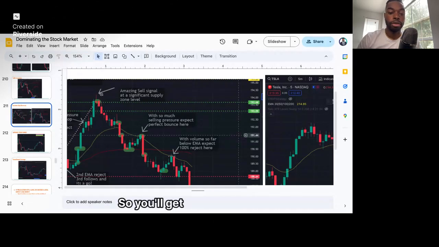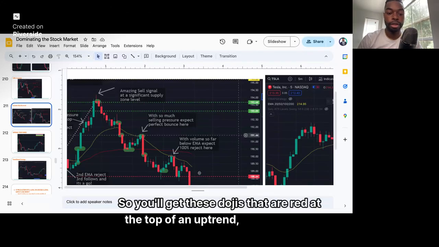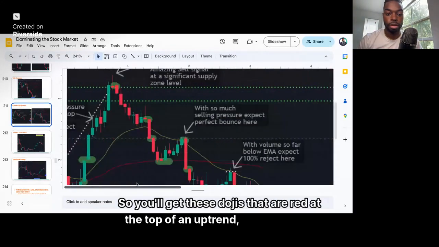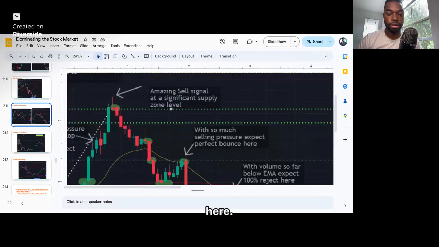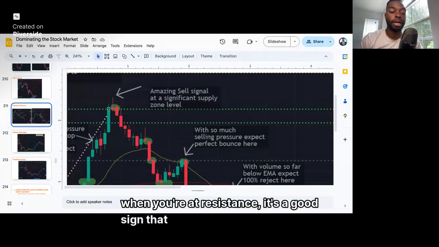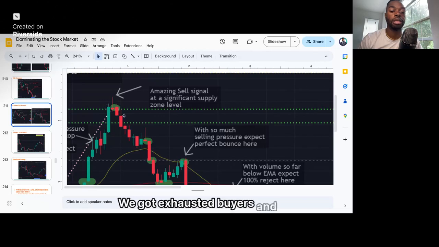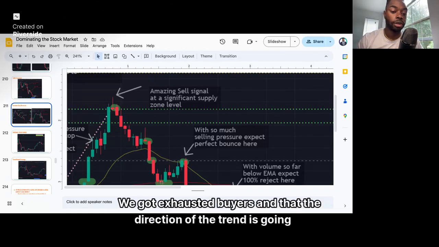So you'll get these dojis that are red at the top of an uptrend, sort of like this here. And it gives you a good signal, especially when you're at resistance. This green line is my resistance line. When you're at resistance, it's a good sign that the buying is overextended. We got exhausted buyers, and the direction of the trend is going to reverse.